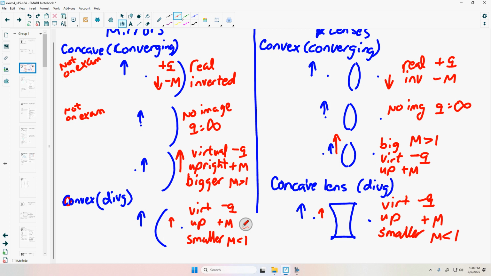Likewise, not on the exam, not on the free response. That means for your free response, you really just need to know these 4, and you only need to know 2 rays. So I'll just make sure that you can draw 2 rays and locate the image for those 4 scenarios.